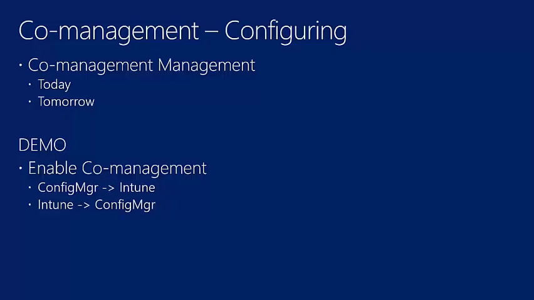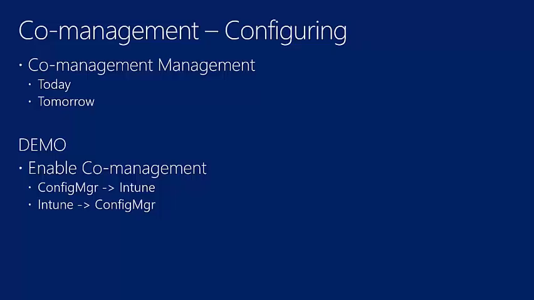So that said, let's actually go through what it looks like to enable co-management. We're going to do that in the 2 scenarios we've talked about: starting with ConfigMgr, and enabling co-management so that ConfigMgr clients can enroll in Intune. Then we're going to look at configuring Intune so that any devices enrolled just in Intune, Windows 10 devices that are not ConfigMgr managed, can become ConfigMgr managed.